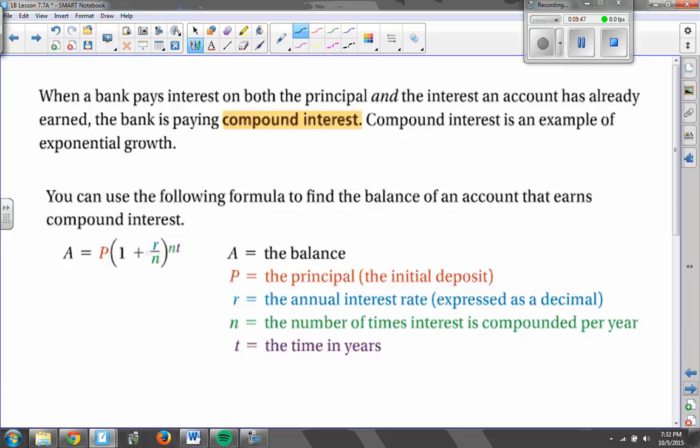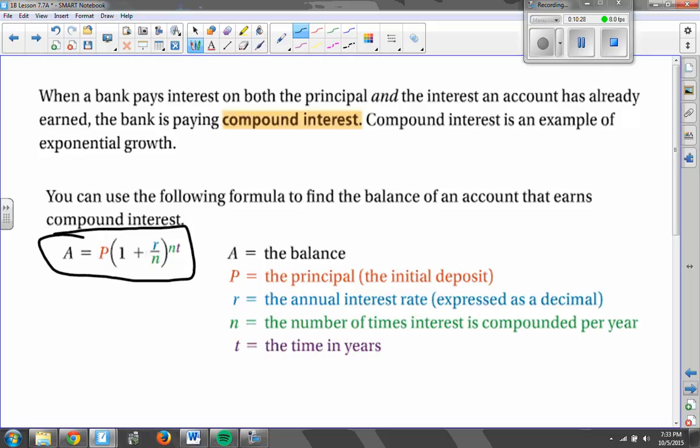Okay. The other type of exponential growth formula that we're going to look at in this video is compounding interest. And this is the way that almost all banks and loans in real life work. You accrue interest, or you get interest accumulating on your loan, and it gets to be more and more the longer you don't pay off that interest. So we're going to use the following formula to find the balance of an account that earns compounding interest, right? And here it is.